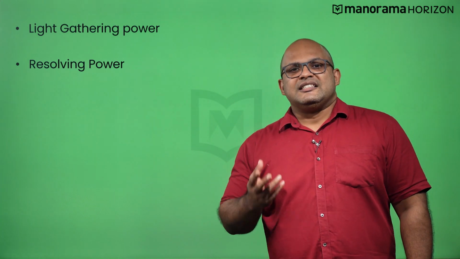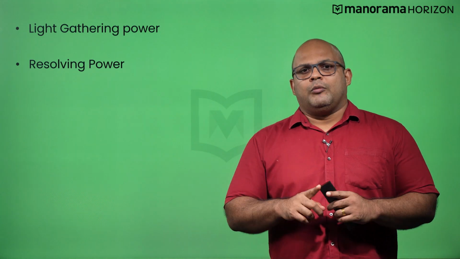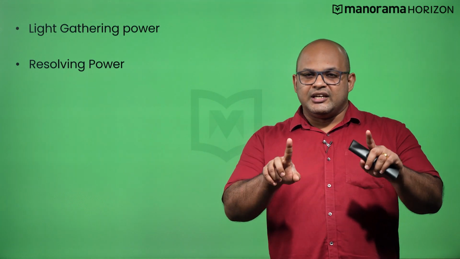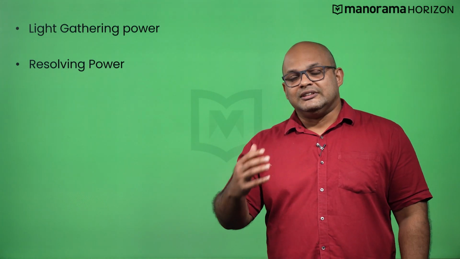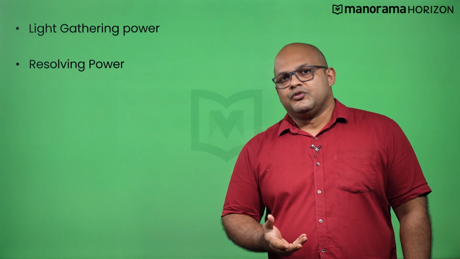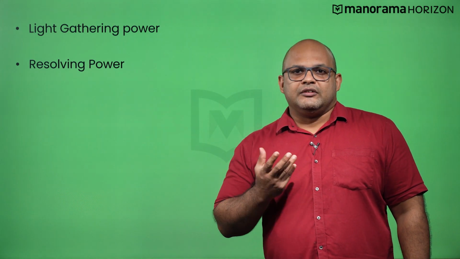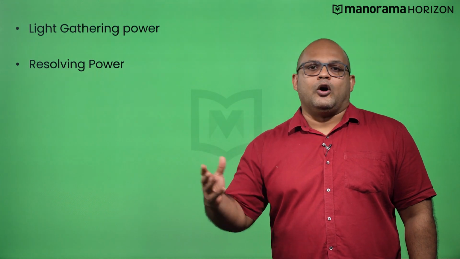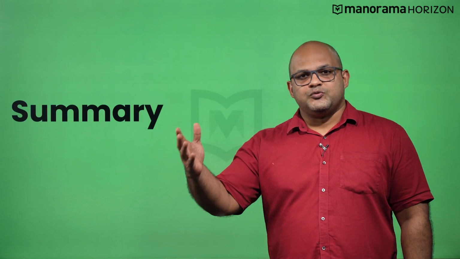The resolving power is the ability to observe two objects in the same direction distinctly as two separate objects. This also depends on the diameter of the objective lens. So, a large diameter of objective lens is desirable for any optical telescope. Let us summarize what we have learned so far.